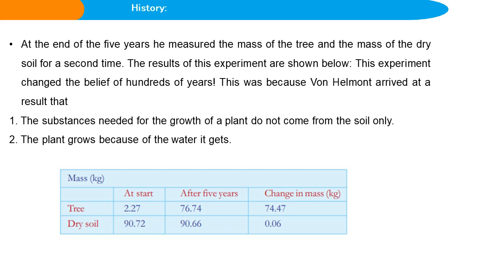He also weighed the dry soil. At the starting point it was 90.72 kgs. After 5 years it was 90.66 kgs, a little decrease of 0.06 kgs. From that he concluded that the substances needed for the growth of the plant do not come from soil only, but also from water. Aristotle said the plant gets everything from the soil, but he proved that it is not only from the soil, but from water also.